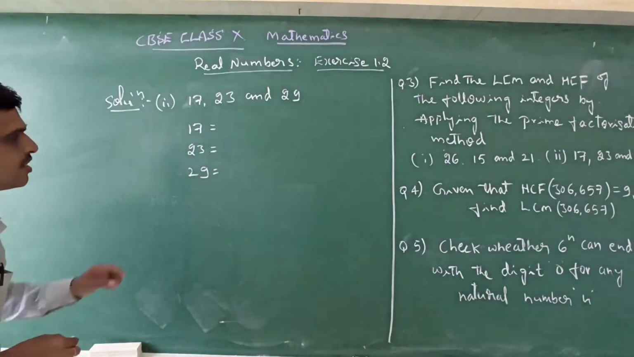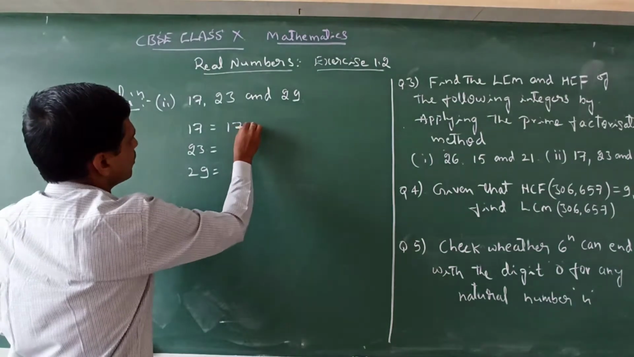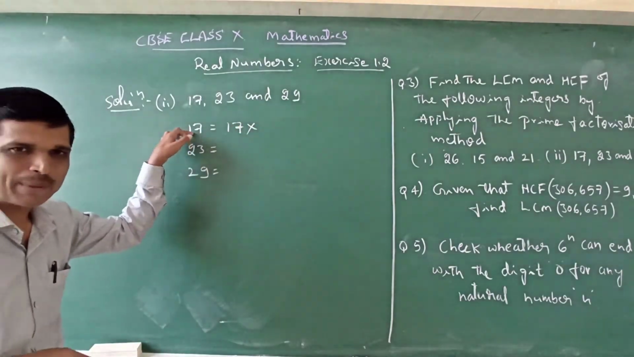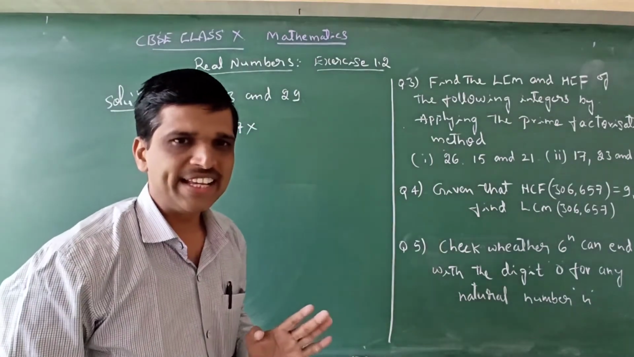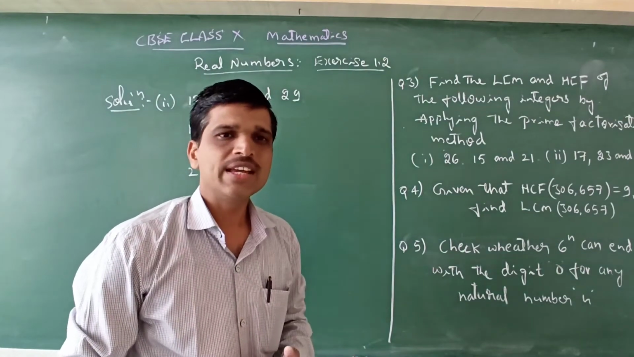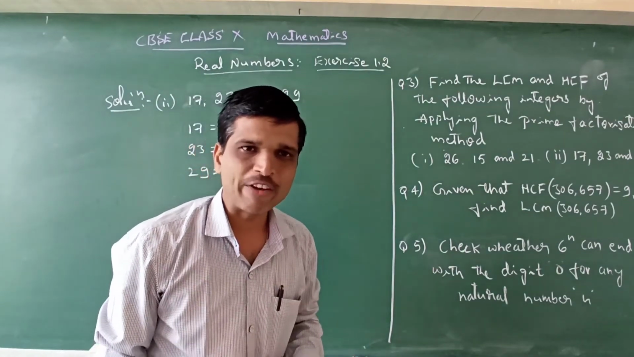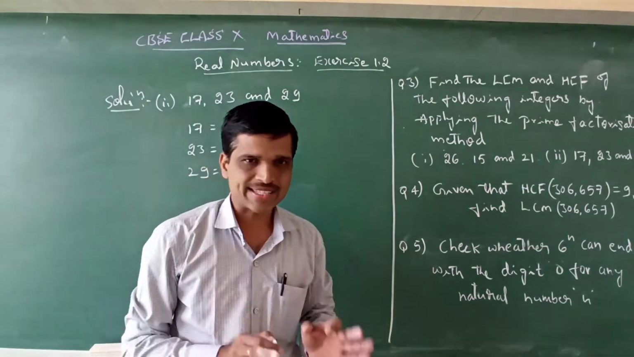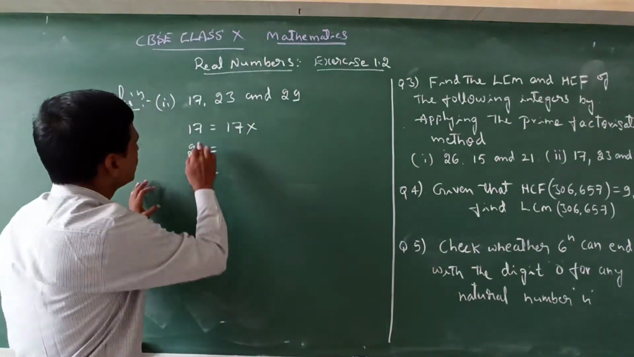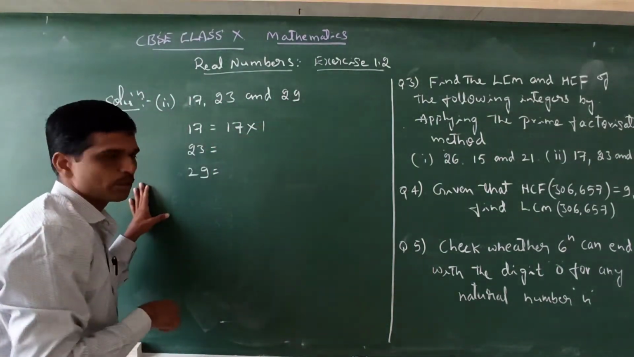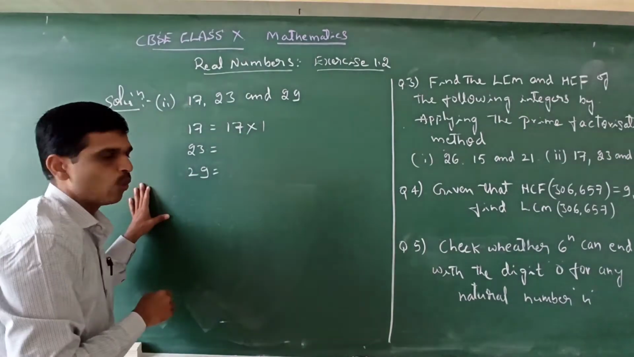Look over here. 17 is already a prime number. What do you mean by a prime number? A prime number is a natural number which is divisible only by 1 and itself. So that is why 17 is a prime number. It is divisible by 1, and its factor is also 1.